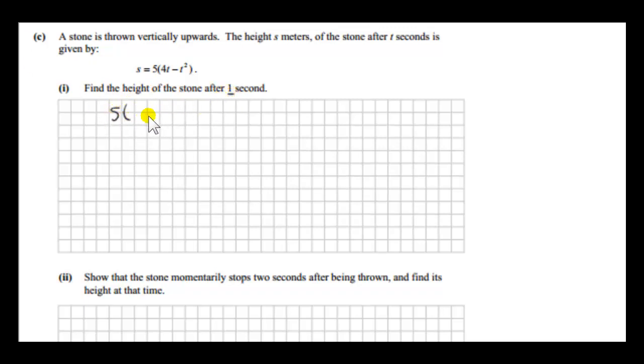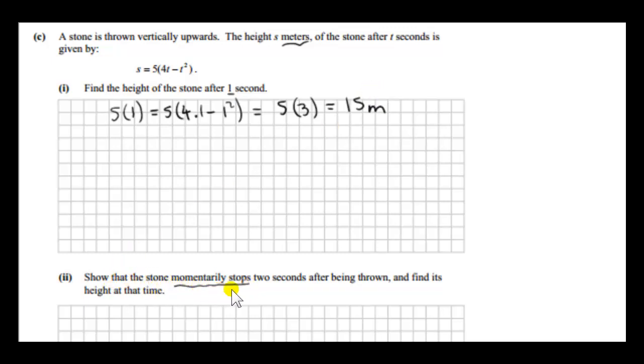But we want the height after 1 second, so we could plug 1 in here and work this out. 5 times 4 times 1 minus 1 squared. Just plug 1 in for t. So we get 5 times 4 minus 1 in here, which is 3. So that's 15. So the height is in meters, so it's 15 meters.